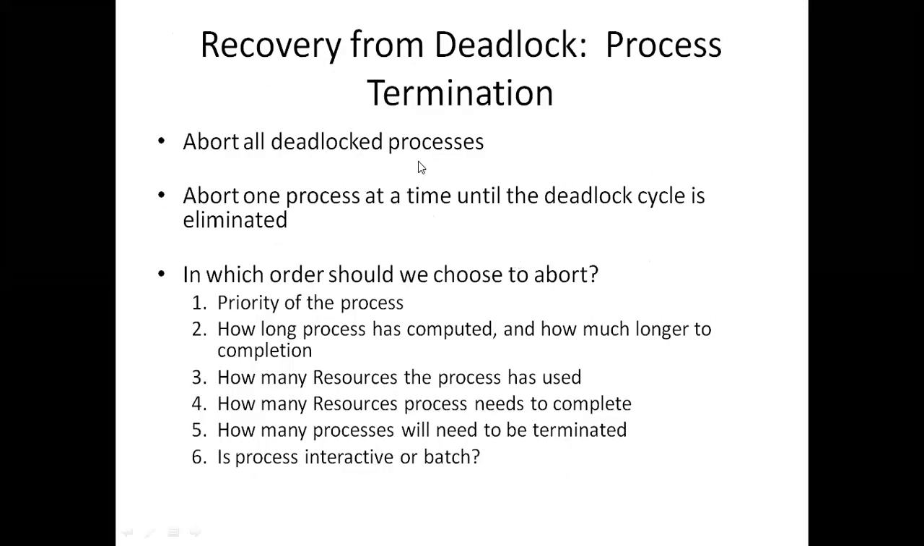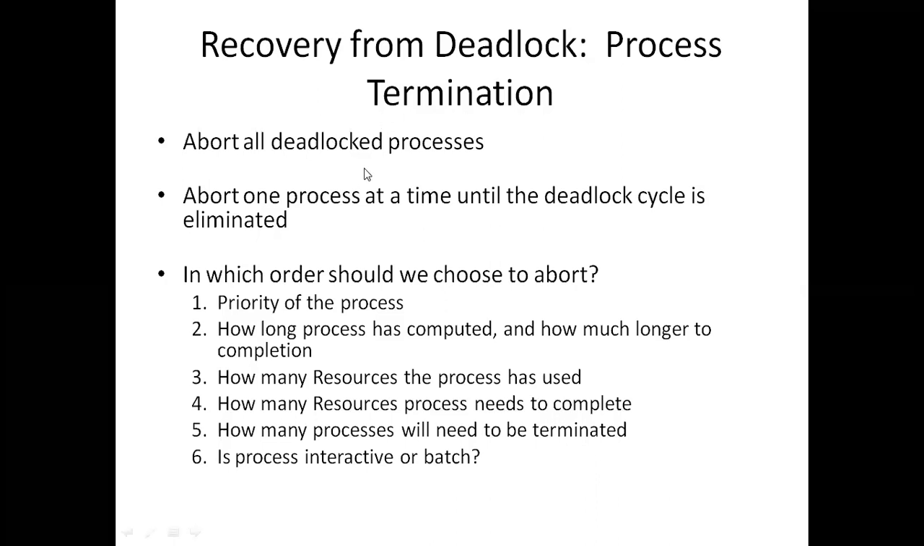Abort all the deadlock processes. That is the first technique. You can abort all the deadlock processes. Then however many processes are involved within the cycle, you need to remove all of them. That is one technique. And the second technique, abort one process at a time until the deadlock cycle is eliminated. That means you should not eliminate all the processes involved in the deadlock cycle. You need to abort one process at a time and again check for the cycle. Again abort one more process, check for the cycle. Like that, you need to abort the processes one by one.